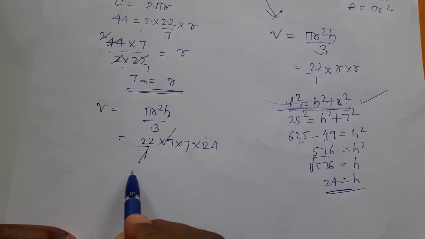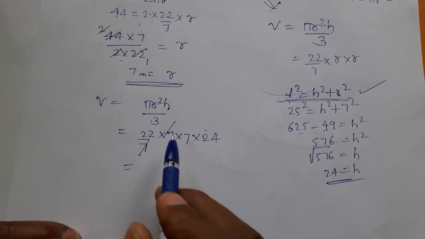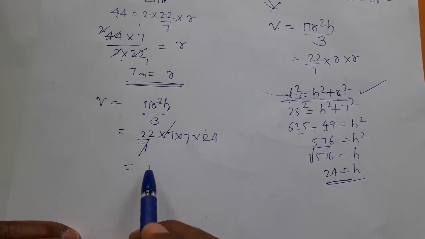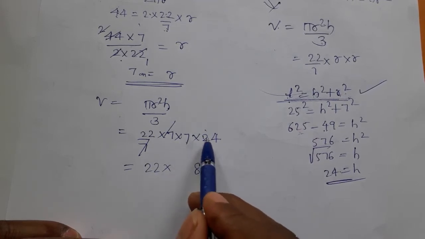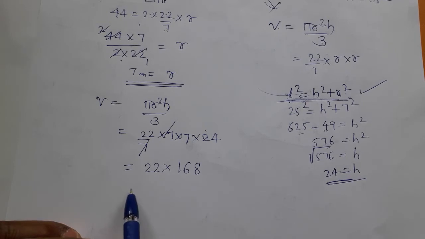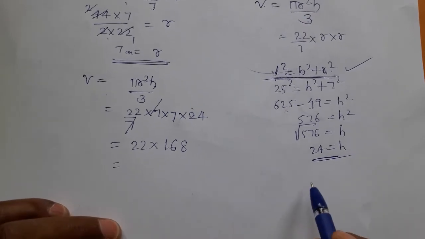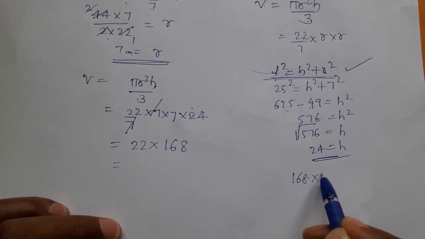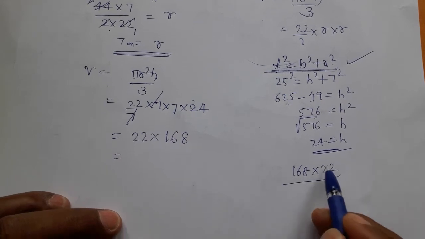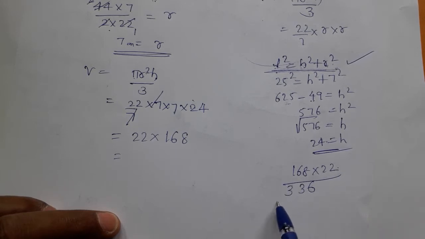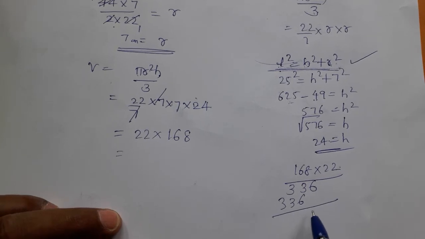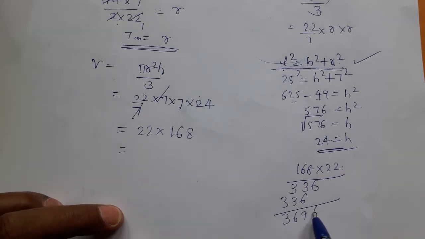With h as 24, 7 and 7 get cancelled. Then we get 22 into 24: 7 fours are 28, 2 carry, 14 plus 2 is 16. Thus we get 168 into 22. So 2 eights are 16, then 12, 13, 1 carry and 3. So 336, again 336, it becomes 3696.